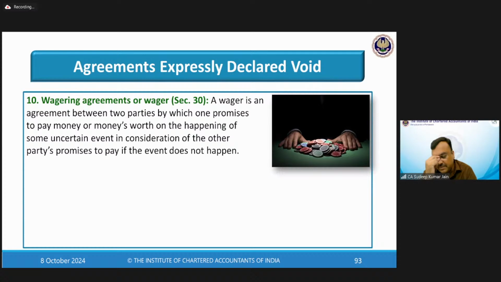Please listen to some points which are useful and important from your examination point of view on wagering. First thing, a wagering agreement is void. In case of the states of Gujarat and Maharashtra, it is illegal. Any supporting collateral contract to the wagering is not void. Right? Now, what is wagering?